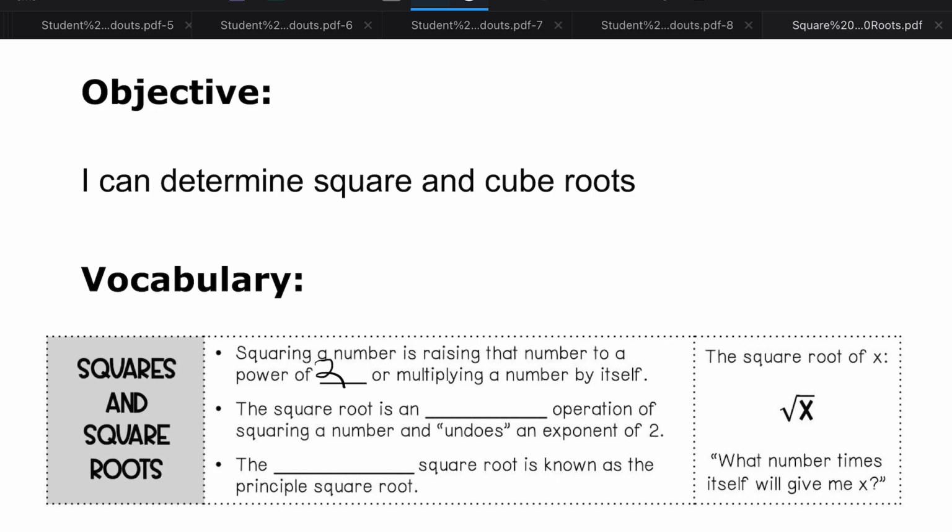So the square root is the inverse operation of that. It undoes that exponent of 2. The positive square root is known as the principal square root. We went over that just briefly at the beginning of our square root unit.